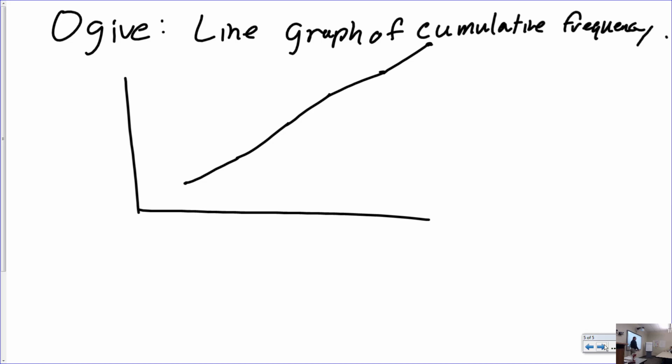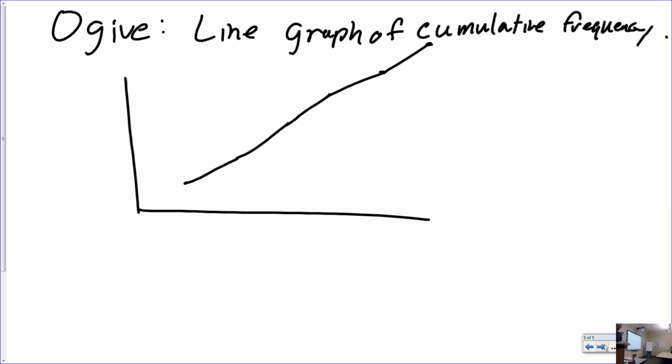Therefore, you will often see ogives drawn on certain statistical reports. But that's the only difference. It's a line chart of cumulative frequency. And it's got a cool name, right? I mean, ogive, that's just a cool name. Yes, it is a little silly at the same time.